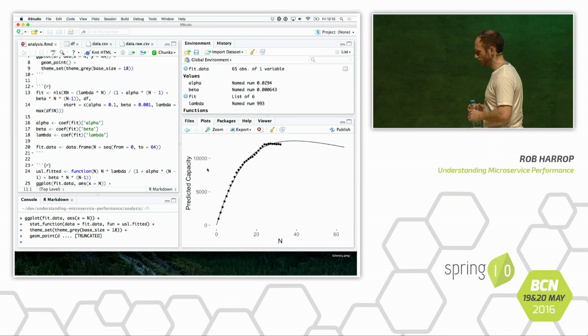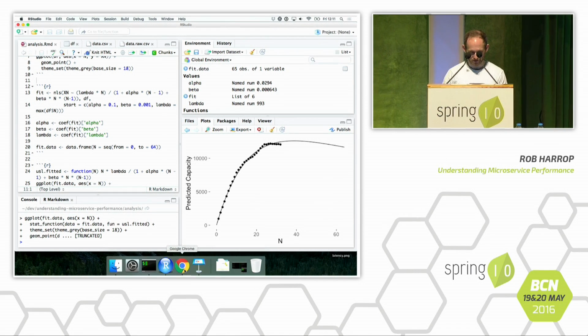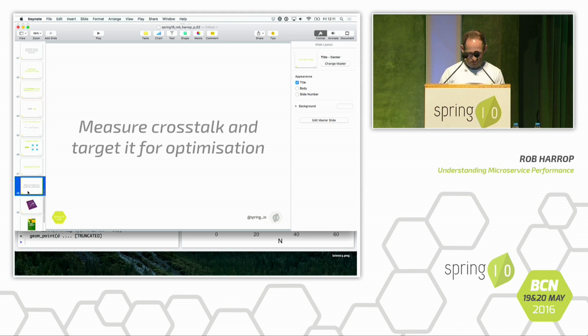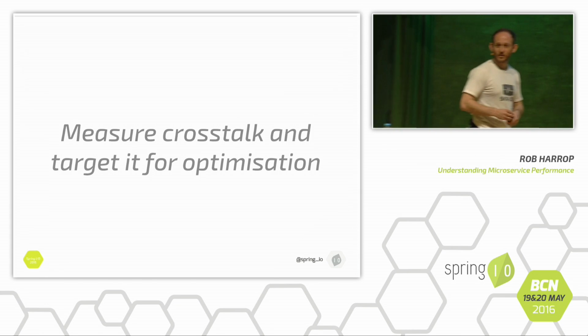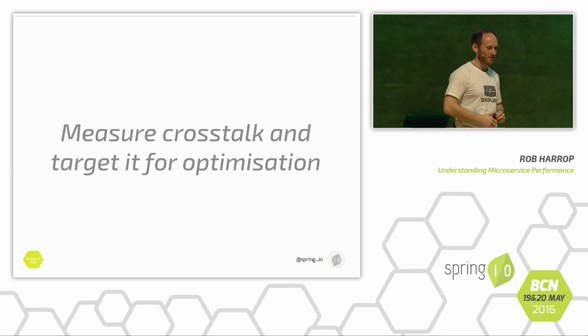So in his book, Guerrilla Capacity Planning, Neil Gunther, who defined the universal scalability law, has an Excel spreadsheet that you can basically paste your results into, and it will tell you when you're going to see this performance.